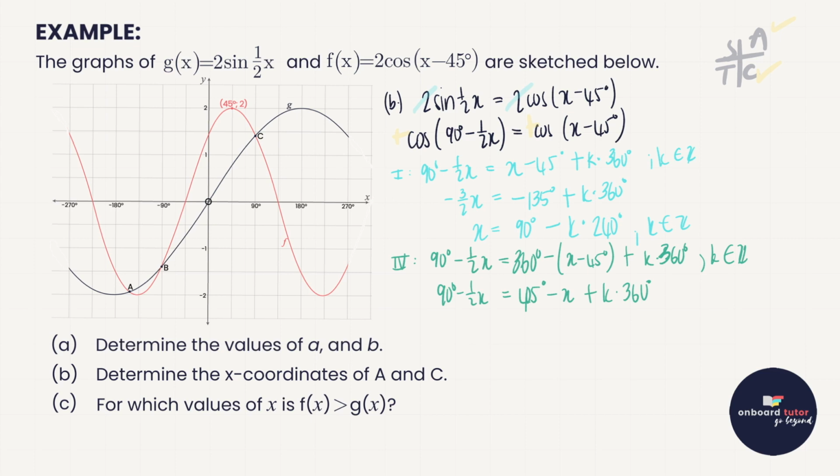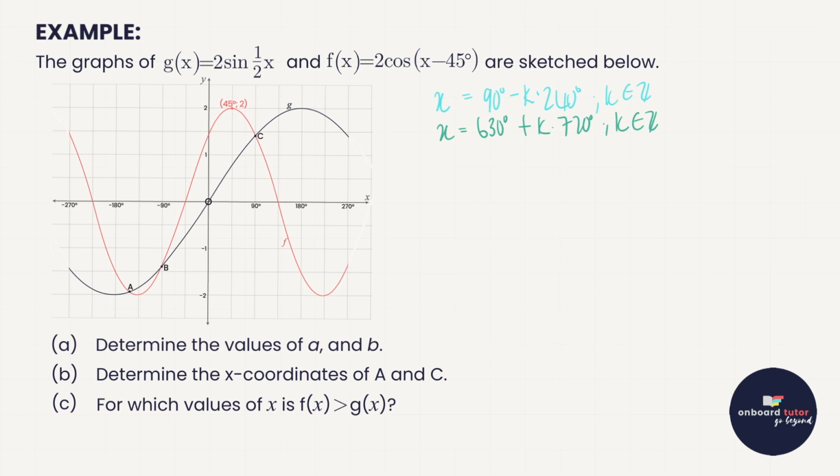Now, if we bring that minus x over, we'll have a half x on this side. Let's subtract 90. We're going to end up with 315 over there, plus k times 360. And then we're going to divide everything by a half. So 630 plus k times 720.